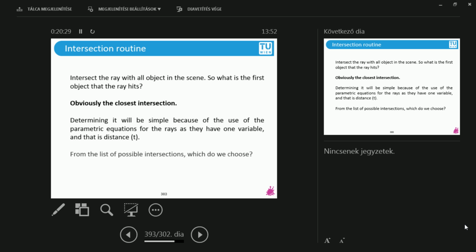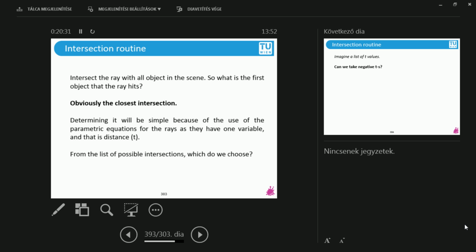So basically what we get as an output is a list of t values at which I'm intersecting these objects. A list of t's: 2, 5, 10, minus 2, things like that. Well, the question is, which one do I choose out of this list of t's? Someone help me out. Smallest positive t? The smallest positive t, indeed.